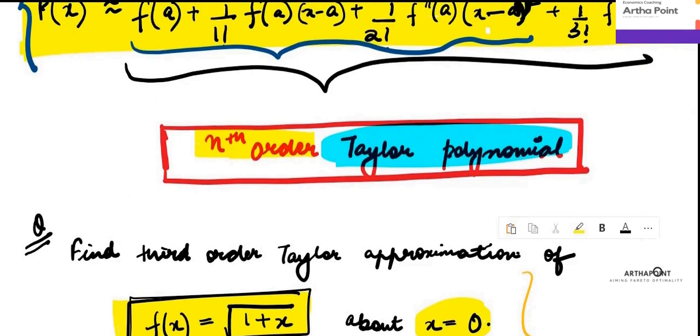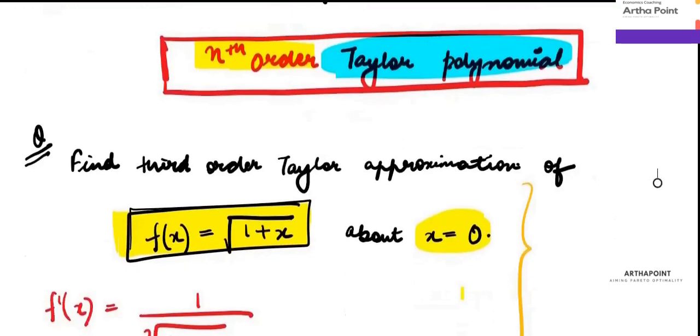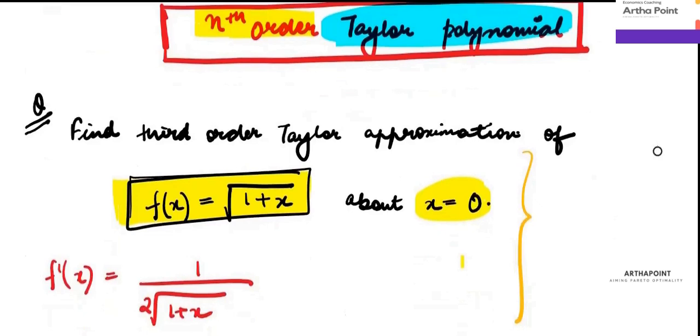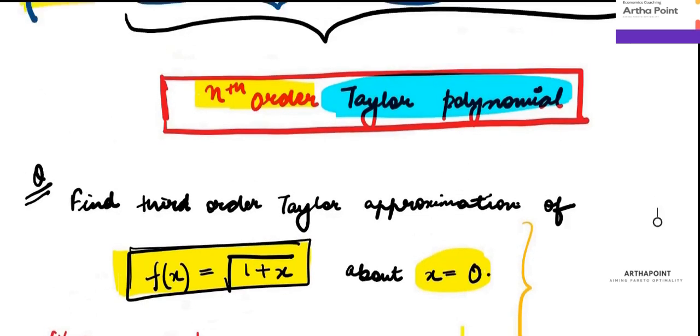And then I'd asked you to try this question and to see whether you are able to find the third order Taylor approximation for this equation, which was f(x) is equal to 1 by under root 1 plus x. This is the equation that we were talking about. And you had to find the Taylor approximation around x is equal to 0. So, we just had to use the basic formula of Taylor's approximation, which was this.